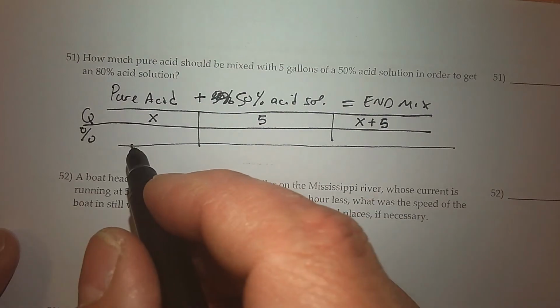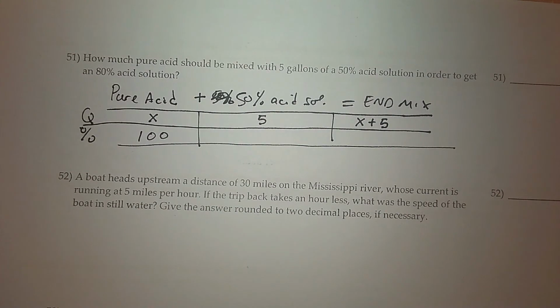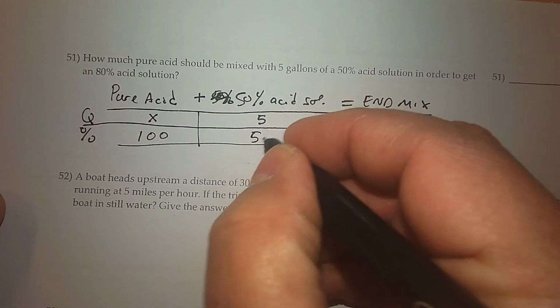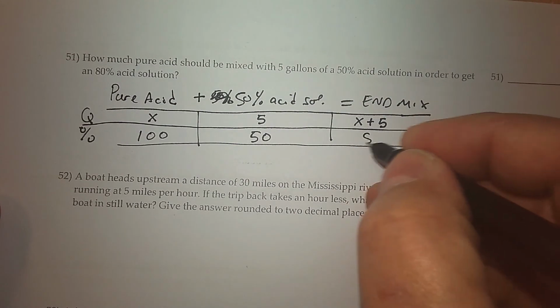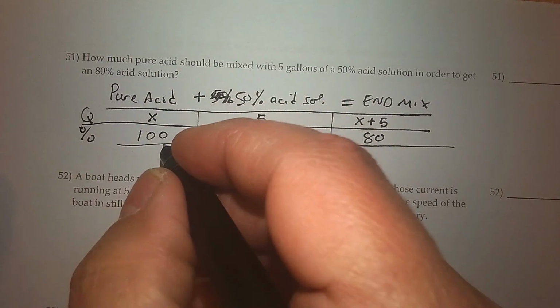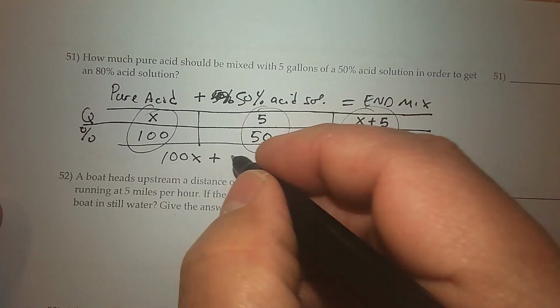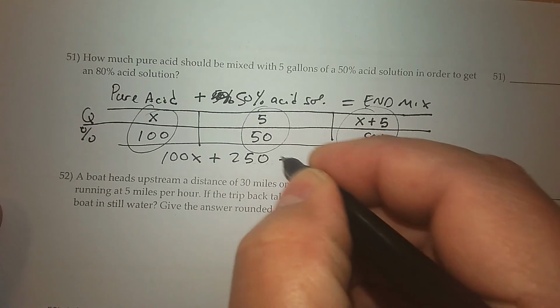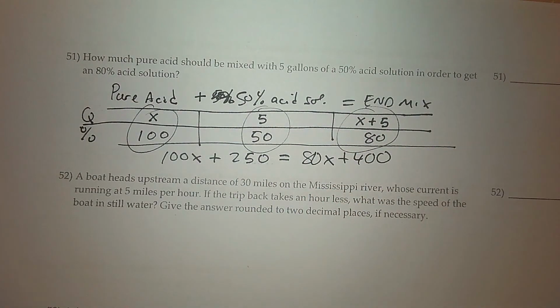What percent of pure acid is acid? If it's pure acid, then the whole thing is acid, correct? What percent is the 50%? And then what's the end mix? Now we have an equation. So we multiply these together. So we have 100x plus 250 is equal to 80x plus 400. Solve it, and you have your answer.